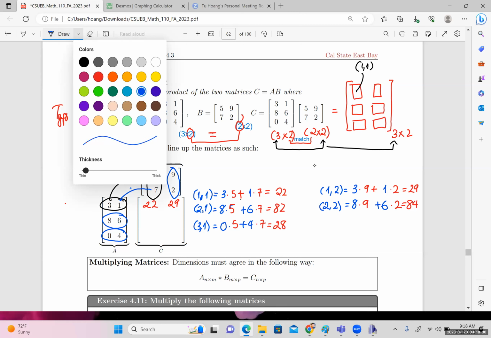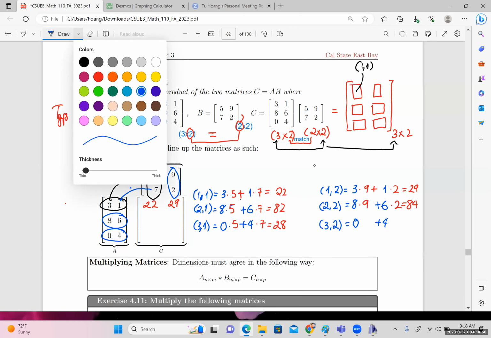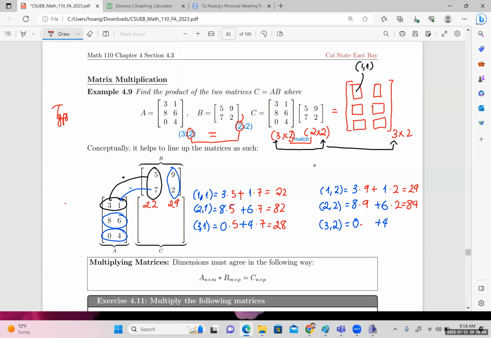Next, we have entry 3, 2. So for entry 3, 2, we're using 0 plus 4, right? And multiplied by 9 and 2 here. So then you will have 8.